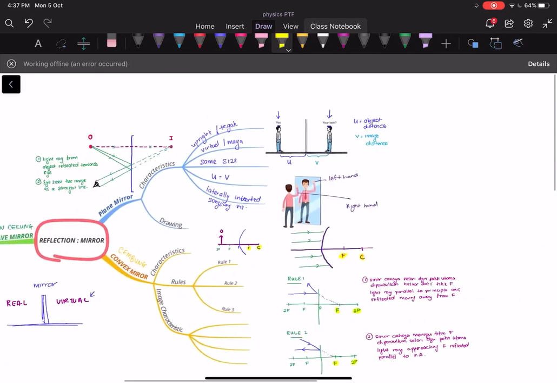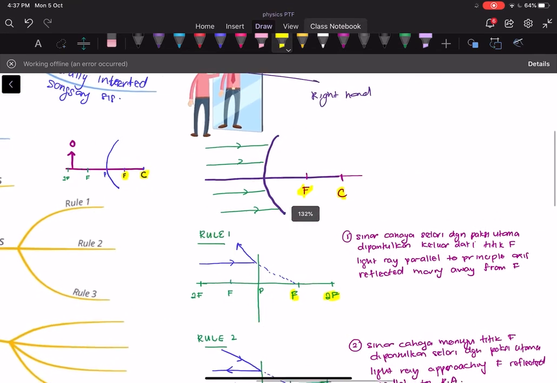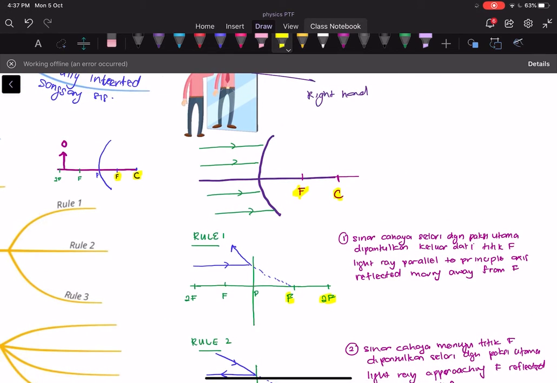Manakala untuk case convex mirror ni, ataupun cermin cembung ni, sinar cahaya ni akan dipantulkan, tetapi selepas dipantulkan ni F dia dekat belakang. Jadi seolah-olah sinar cahaya ni dipantulkan seolah-olah mencapai keluar daripada titik F. Mencapai keluar daripada titik F. So that's how it looks here. That's why the definition of the F point here is slightly different.